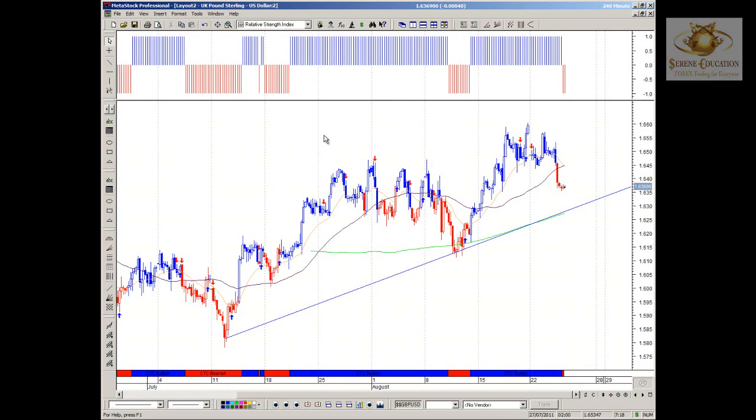You can see, as mentioned, there we go, prior is support, breakout, resistance, breakout, support. So you can see that would be our next target for this pair.